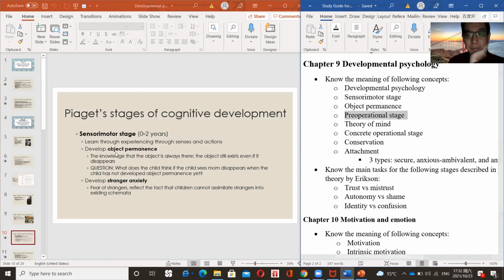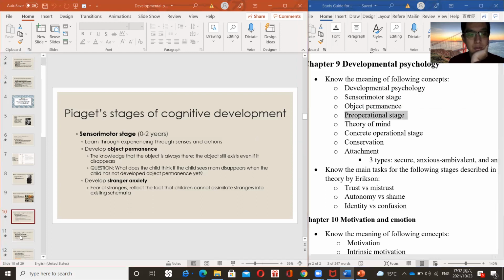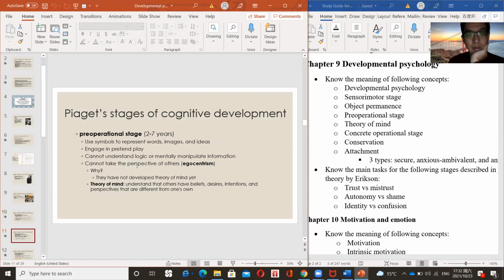And the next stage is pre-operational stage. That stage is from 2 years old to 7 years old. In this stage, children start to know the meaning of symbols. They can use symbols to know about words, images and ideas. So they can understand words, images, and ideas. And also they use pretend play to learn or explore the world.